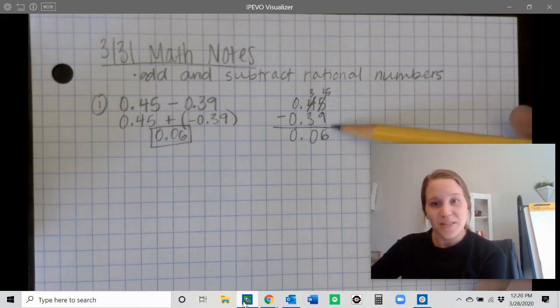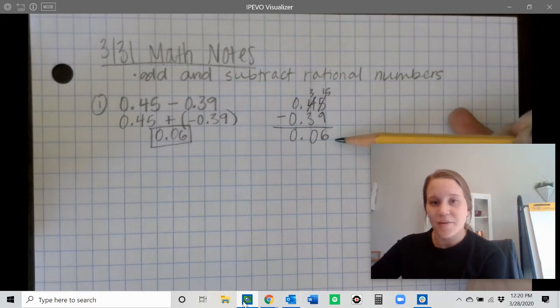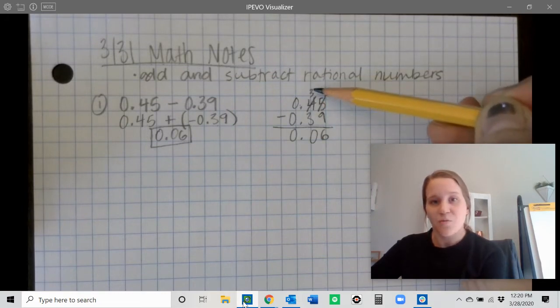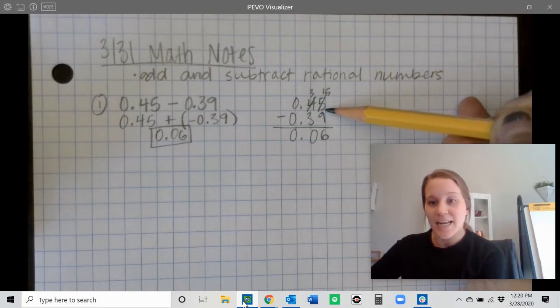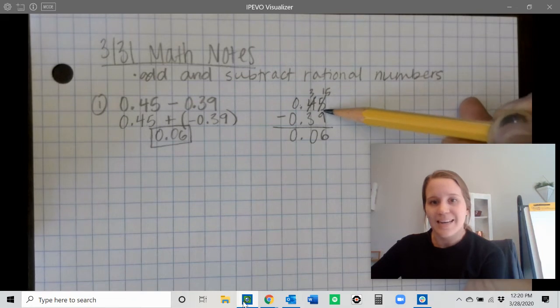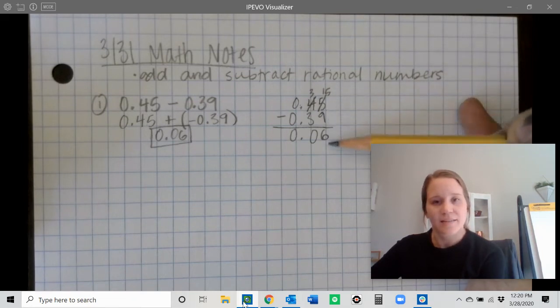You had to borrow in this question because 5 minus 9 I can't do using the standard algorithm. So I went ahead and borrowed from my tenths place. I took 1/10 away, so that added 10 hundredths. So my 4 became 3, so subtract 1/10, and then add 10 hundredths in. 15 minus 9 is 6. 3 minus 3 is 0.